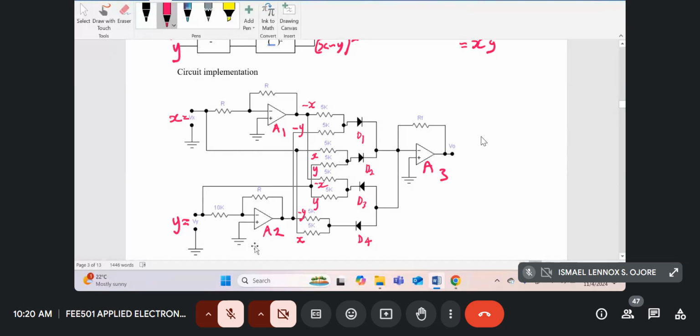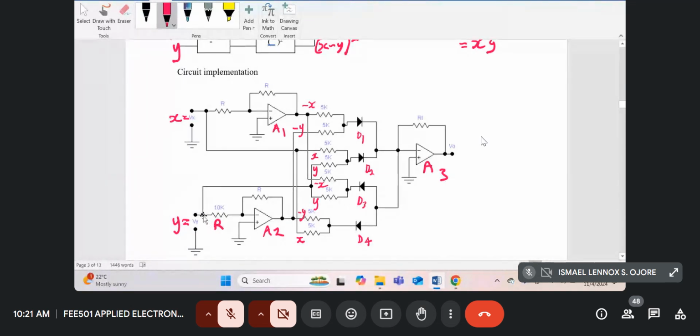Now let's go to the bottom amplifier, A2. So a signal y goes through the 10K, or you can just call it R, set the same as the top amplifier. And then the feedback resistance is R for A2, so the output is minus y. Okay, so that there's no confusion, let's just use this to be R. So they're identical to the top one, and the output of A2 is minus y.